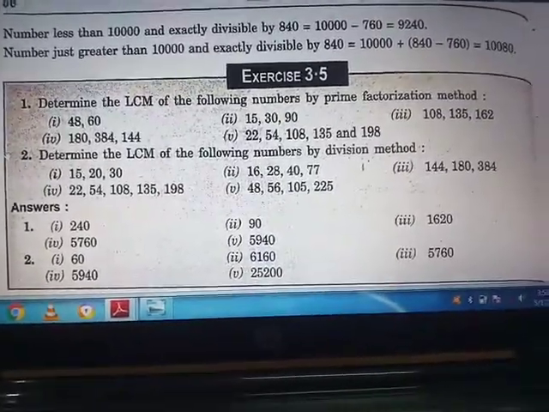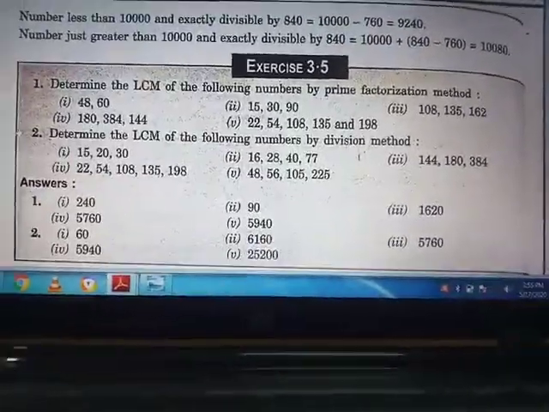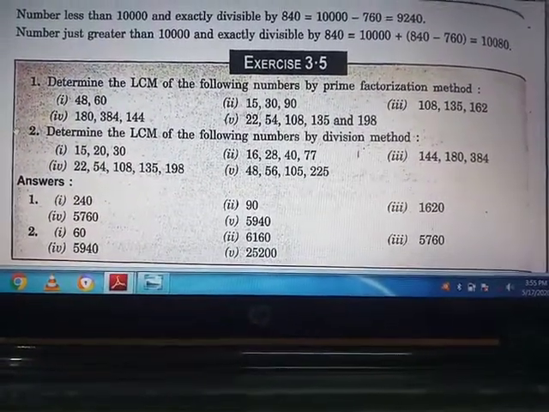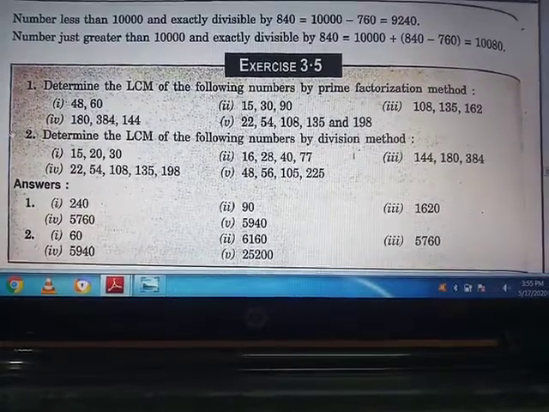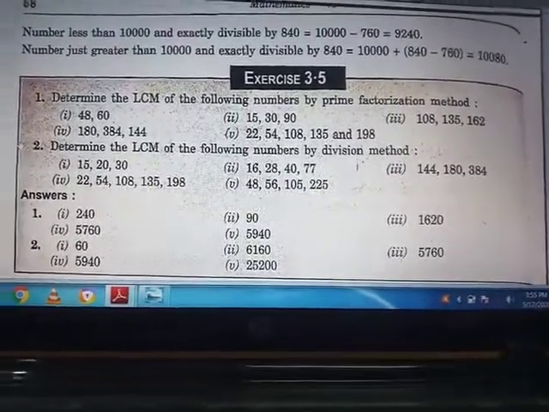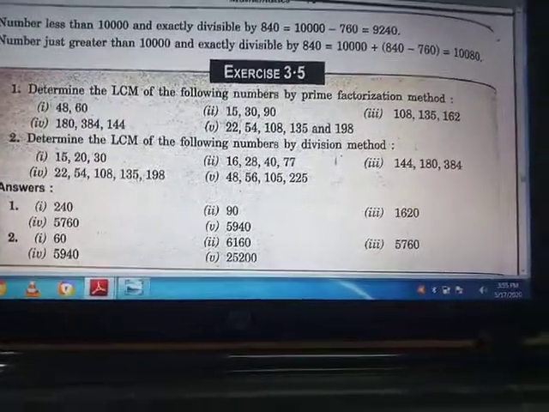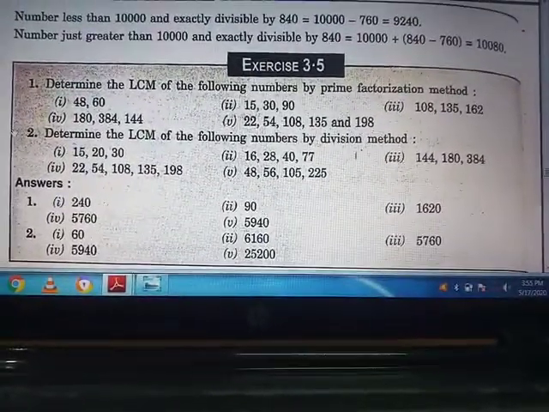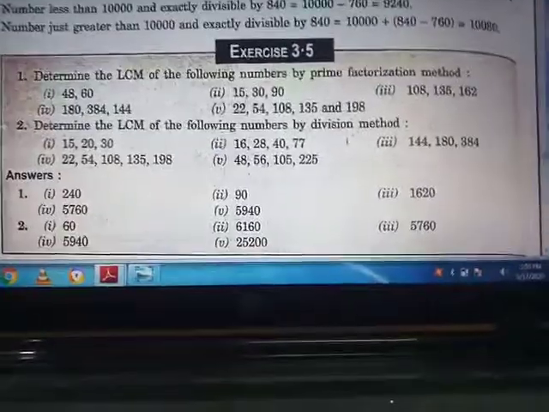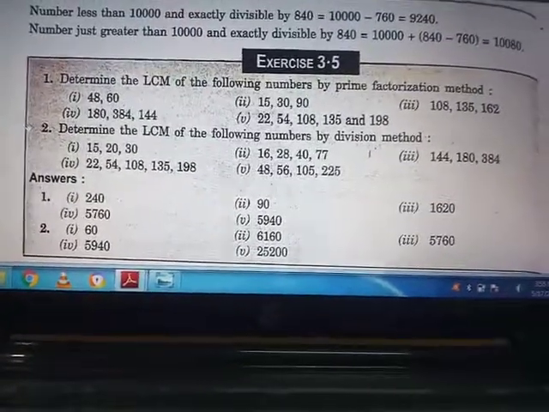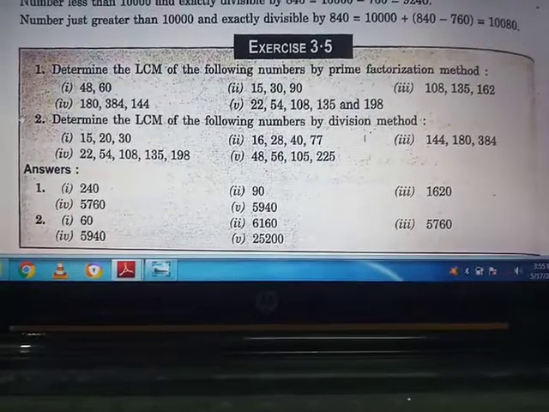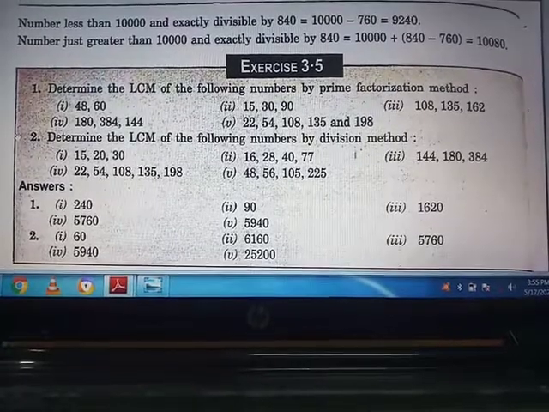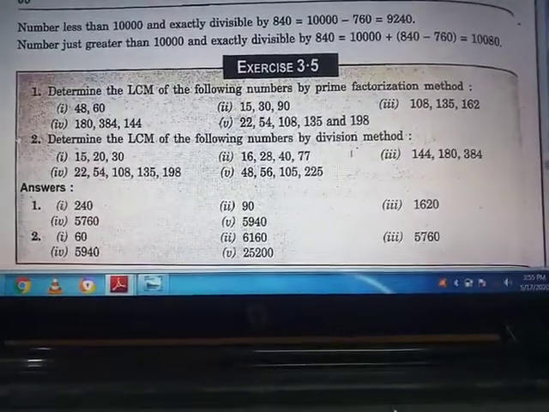There are two methods for finding the LCM of any number: the prime factorization method and the division method. We have questions in this exercise based on both methods, and based on that we have to find the LCM. We will learn these methods with questions, going through a few, and the rest of the questions will be your assignment work. Let's see. The first question is 48 and 60. This is your assignment. We will move to the third part of this question, that is 108, 135 and 162.